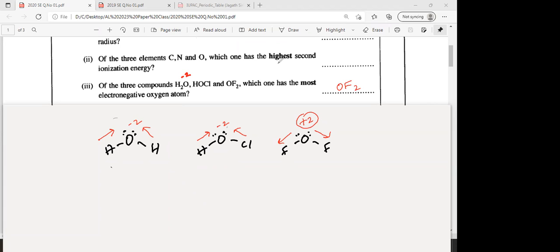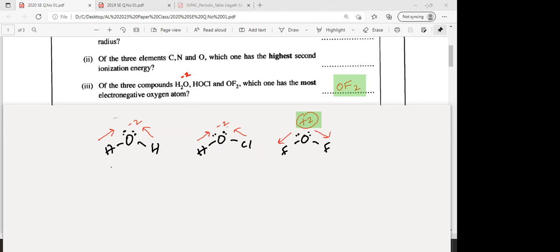Is that clear? Please raise your hand if you predicted this correctly. Oxygen in OF2 has the highest electronegativity because of the higher oxidation number, not the plus charge: higher the oxidation number, higher the electronegativity. Abdur and Seshan, did you get the answer? Part 3, oxygen in OF2. Okay, Seshan you didn't get it, Abdur you got it.